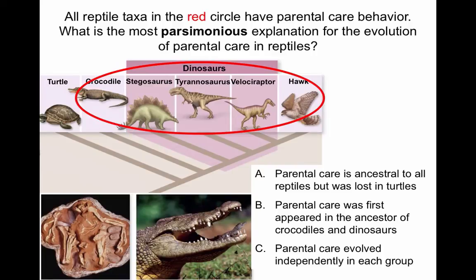Here we have a phylogeny of all existing reptiles, and the ones in the red circle, which include crocodilians and birds, as well as the dinosaurs, they all have parental care. So they will show behavior in which the adults take care of their babies. Where do you think that parental care evolved?